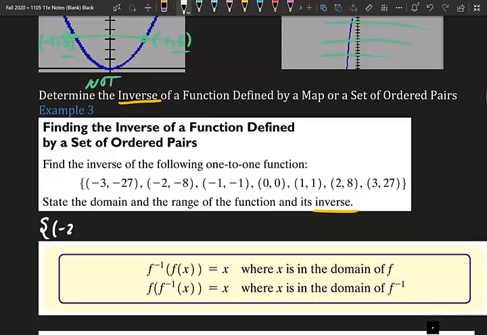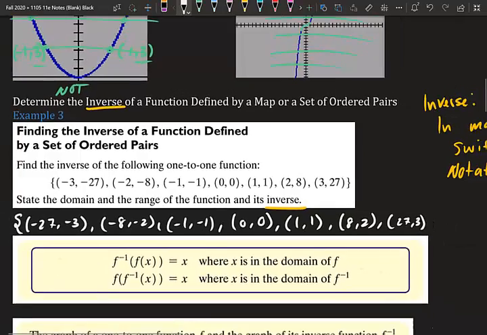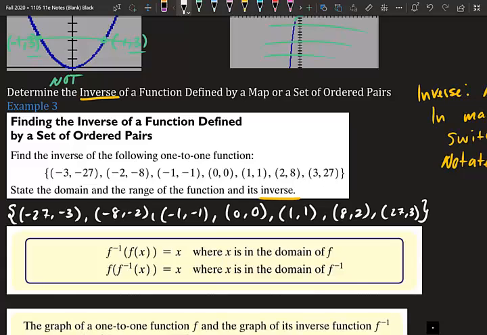So we have negative 27, negative 3. Only the position changes. The value and the number stay the same. So then we have negative 8, negative 2, negative 1, negative 1. I switched those, you just can't see it. 0, 0, same thing, I switched those, you just can't see it. 1, 1, I switched it. 8, 2, and 27, 3. That is our new inverse function.